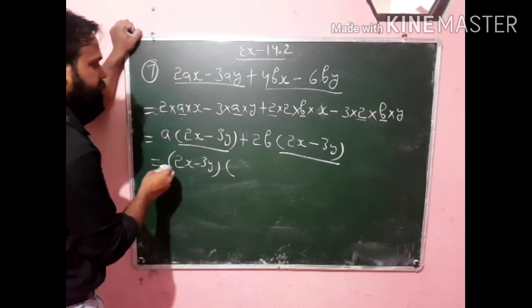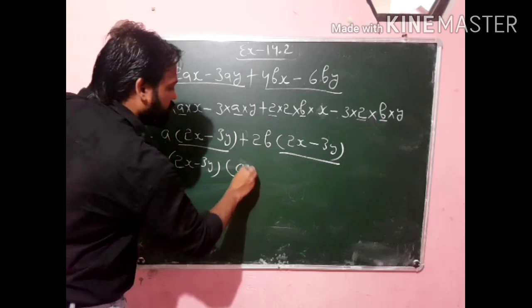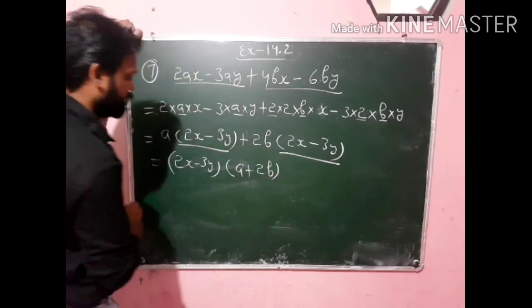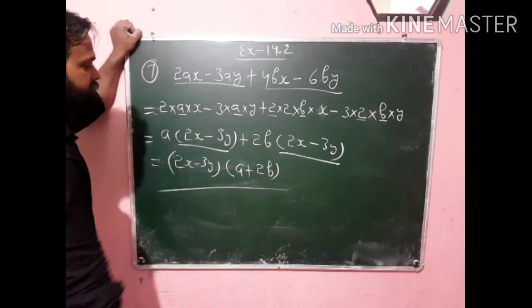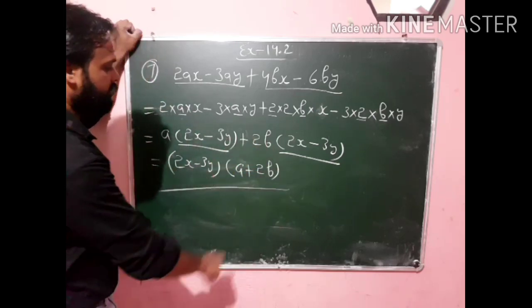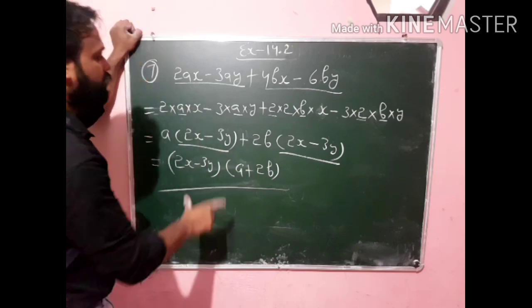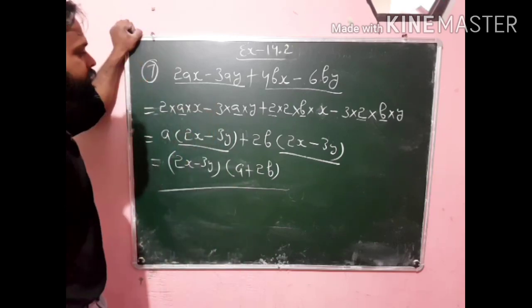So how many terms are left? Now you can see this is a, and then plus 2 into b. So no other term is common in each bracket. So this is the final answer. So this is 2x minus 3y, and this a plus 2b are the factors of this algebraic expression.